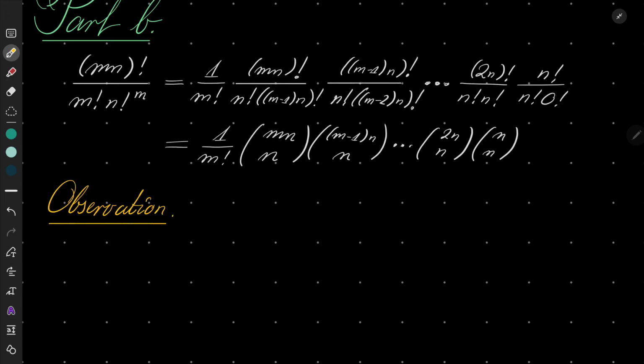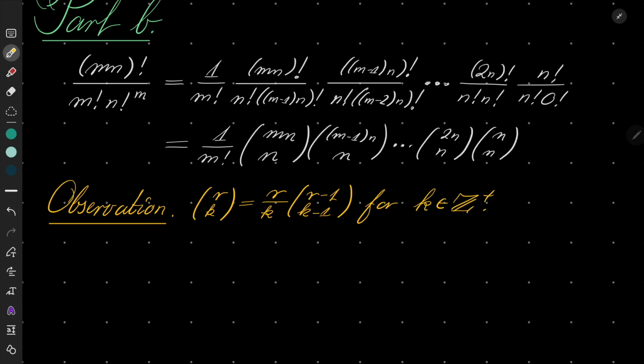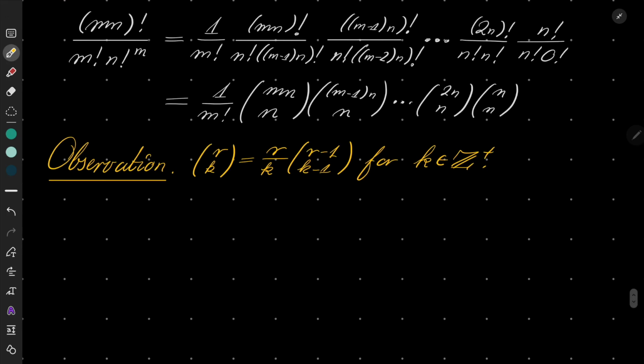Observation: r choose k can be written as r over k times r minus 1 choose k minus 1, for positive integers k. Let's prove my observation. Well, the proof is very straightforward. Let's take the right-hand side.